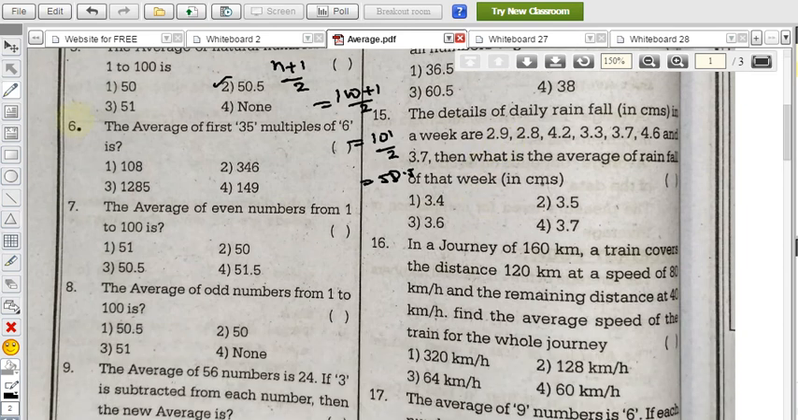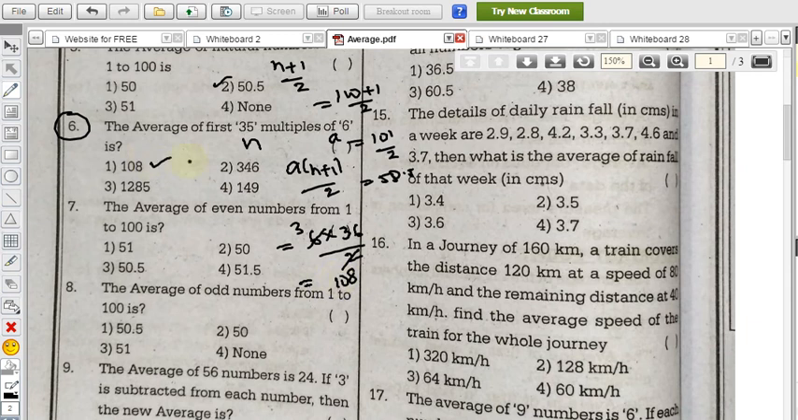Let's see one more. Your direct question is given, the sixth one. The average of first 35 multiples of 6. The average of first n multiples of A, the formula is A into (n plus 1) by 2. According to this, 6 into (35 plus 1), 36 by 2. 2 1s are 2, 2 3s are 6. So 3 into 36, if you multiply, that is the average of first 35 multiples of 6, instead of doing everything. 108. So 108 is the average of first 35 multiples of 6.